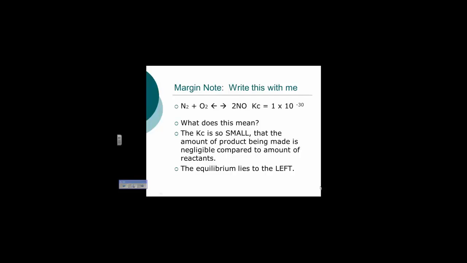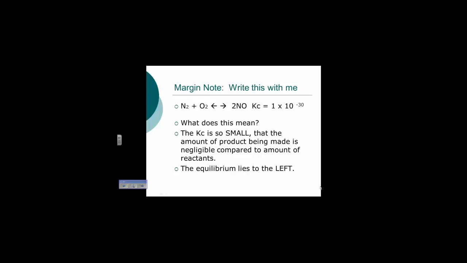And let's reinforce that, and this is what I'm going to call a margin note. Write this down in the margin of your notepad page. We'll write an equation, N2 plus O2 in dynamic equilibrium with two NOs. Record the Kc, and this is molarity for concentration. Kc is 1 times 10 to the negative 30th. That's a whole lot of decimals in front of the number 1. What does that number mean? Well, that number is very small.